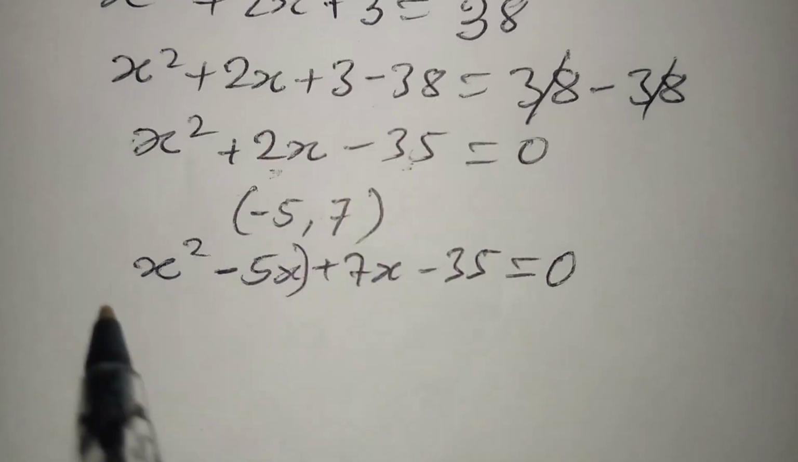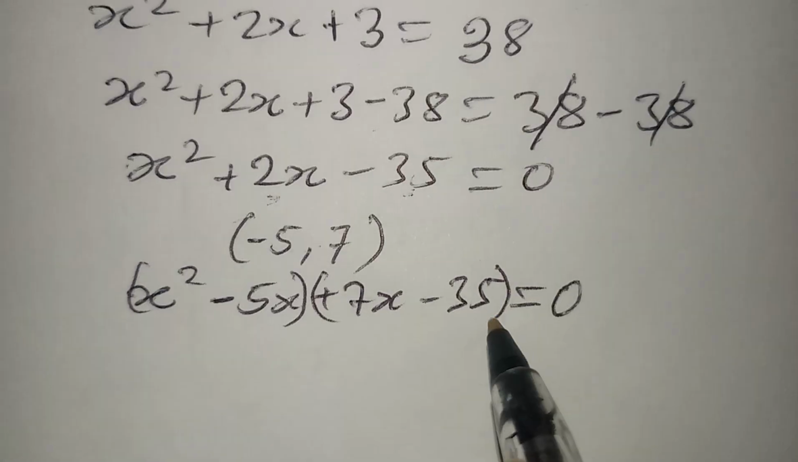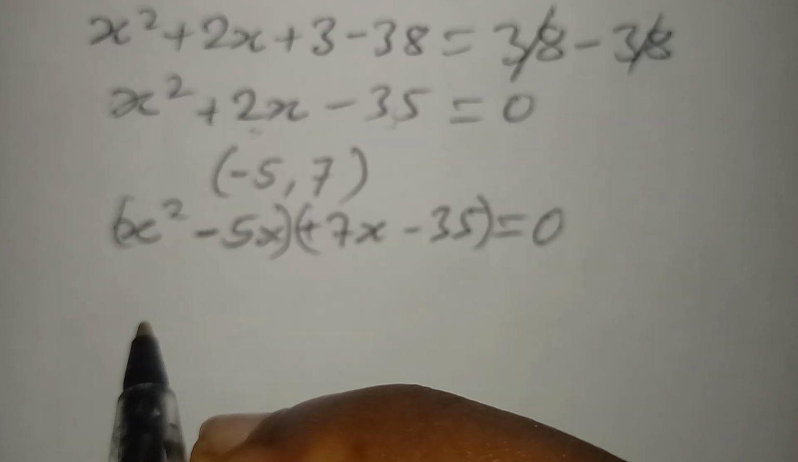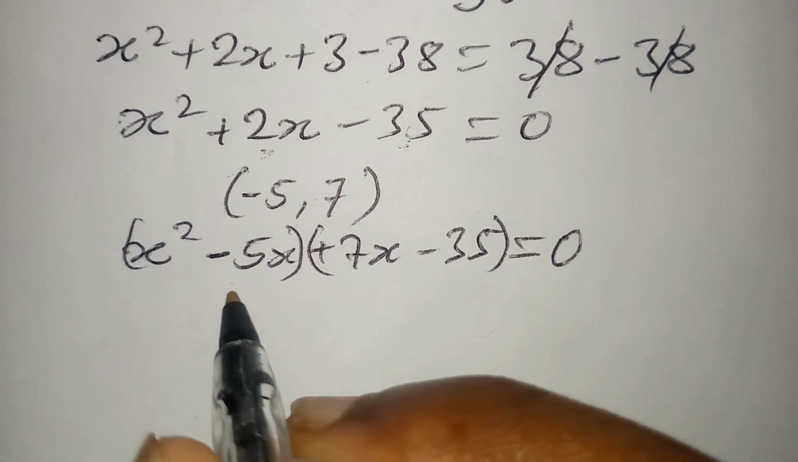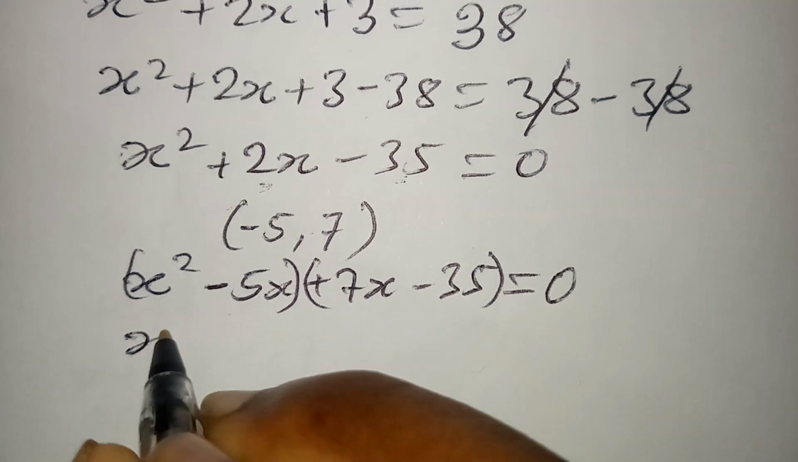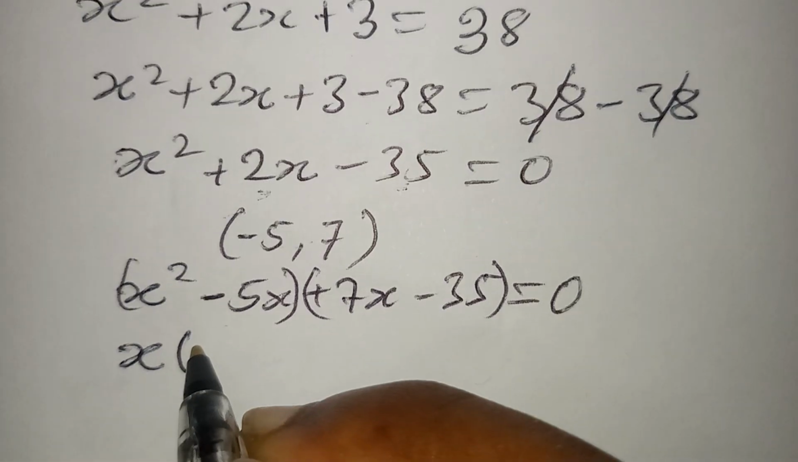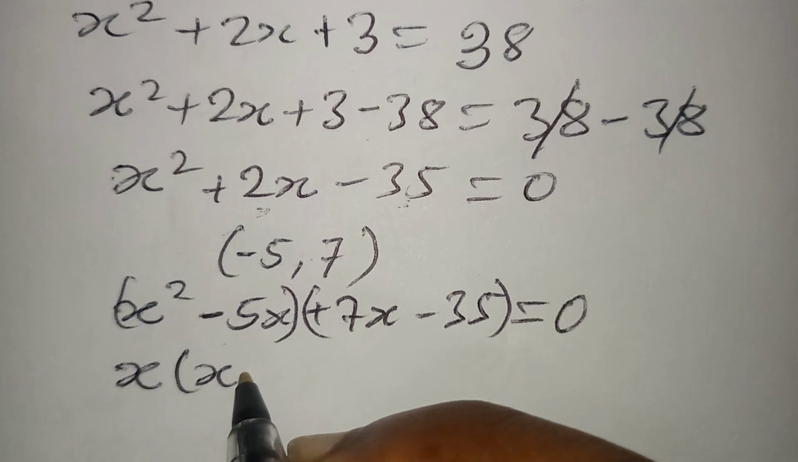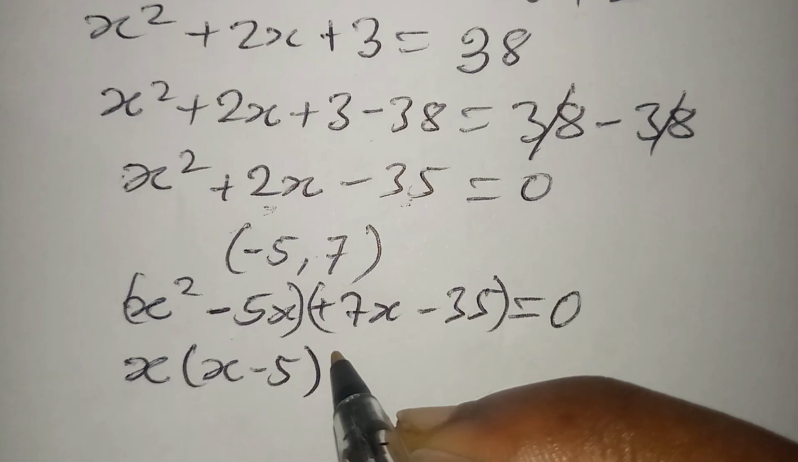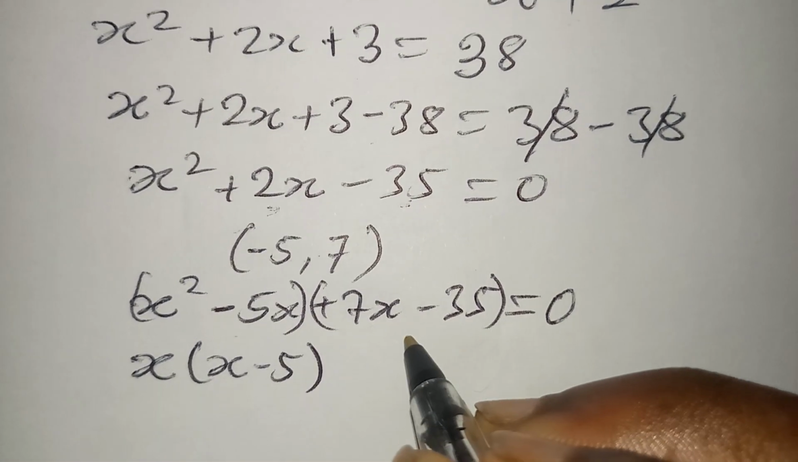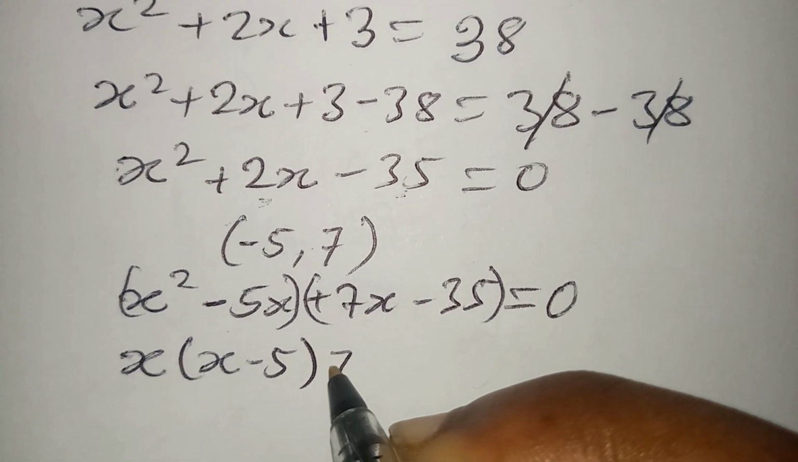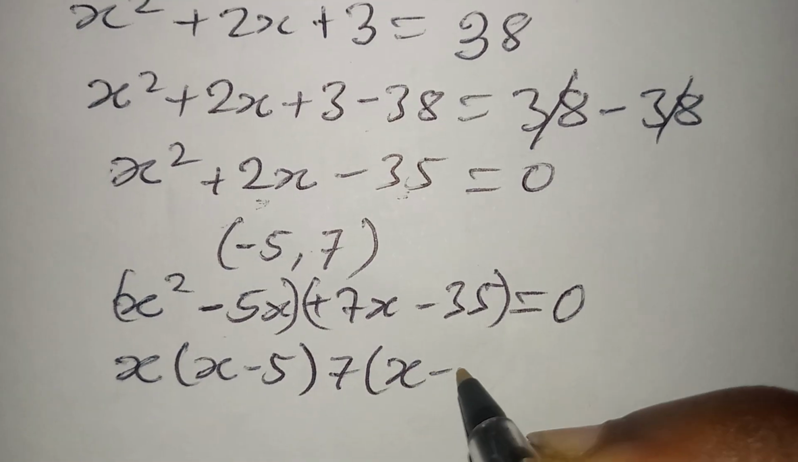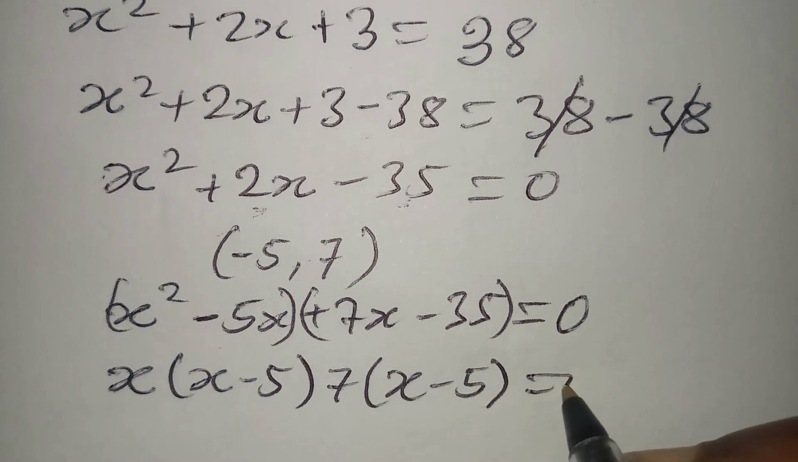So now we group these terms, then we do factorization on each term. Now x is common here, so we factor x out. We have x in parentheses x minus 5. Then here 7 is common. 7 is a factor of 35. And so that will be 7, then x minus 5, equals 0.